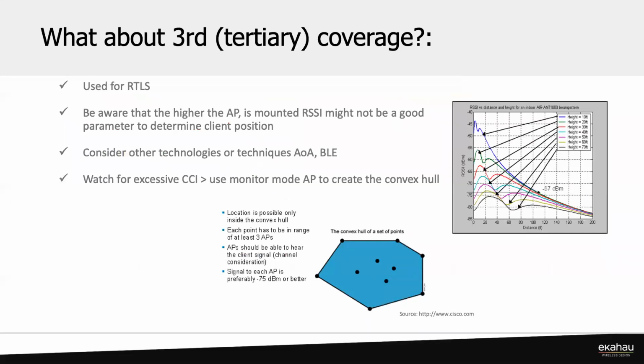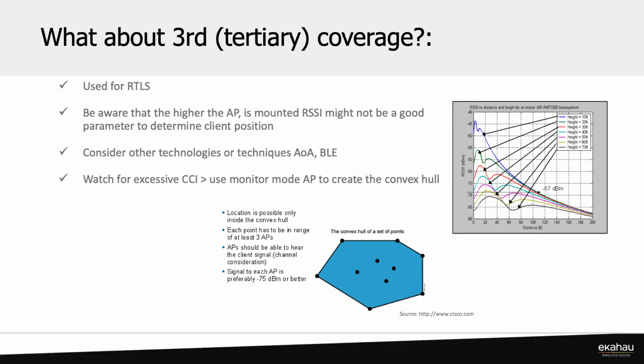Tertiary can be used, for instance, mostly used for location tracking for RTLS. In that case, we need a third AP to be detecting the client. In my opinion, I do a lot of audits for customers, and what they ask me is, is my network location ready? So I check actually if you meet the requirements for doing location with Wi-Fi. But it's very hard to accomplish this.